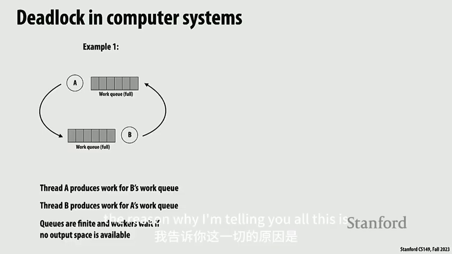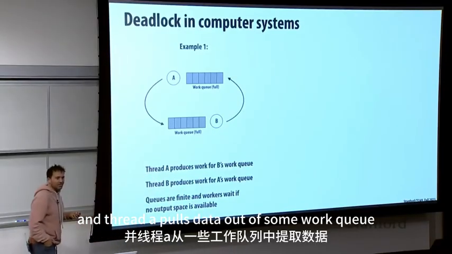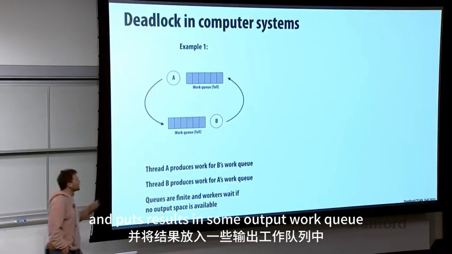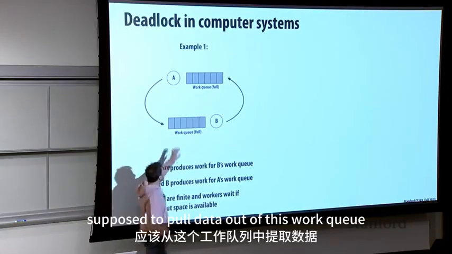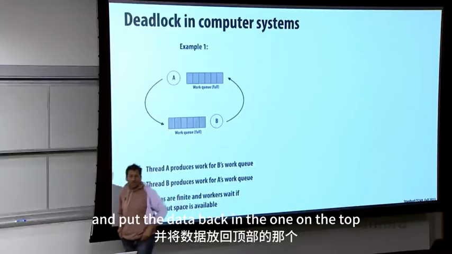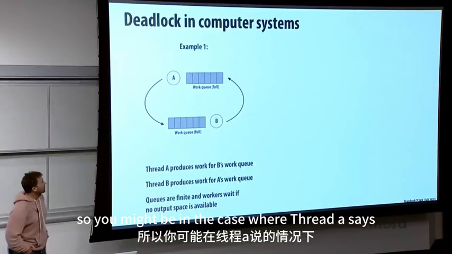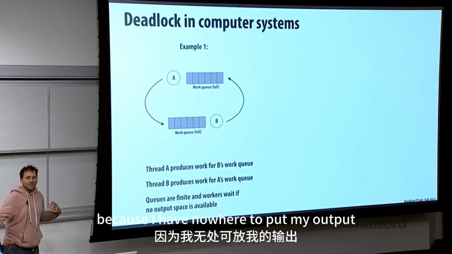Now, of course, the reason I'm telling you all of this is that this can obviously happen in computing systems. A simple example: imagine we had thread A and thread B. Thread A pulls data out of some work queue and puts results in some output work queue. And thread B is supposed to pull data out of this work queue and put the data back in the one on the top. So you might be in the case where thread A says, well, I'm not going to pull any new work because I have nowhere to put my output.